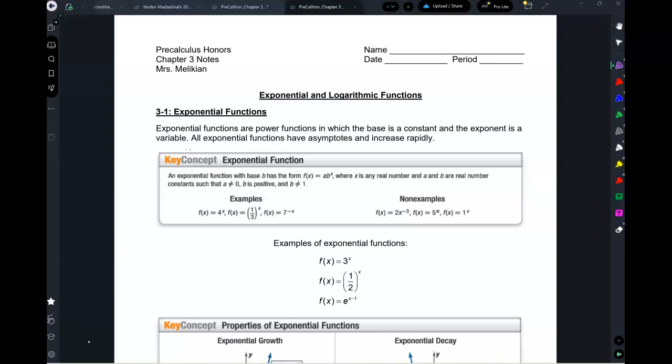But exciting things. We are starting with chapter 3, exponential and logarithmic functions. We're going to start with exponential functions first and then move on to logarithms. Yay! Okay, so let's get started.